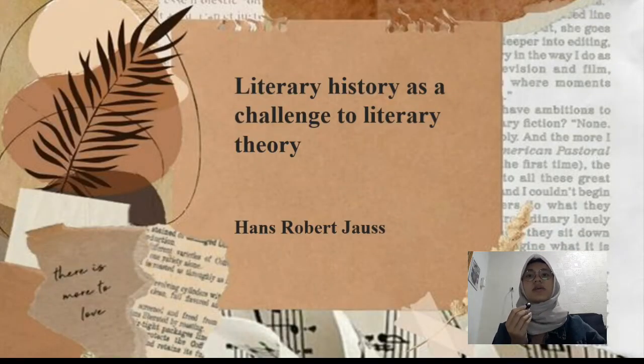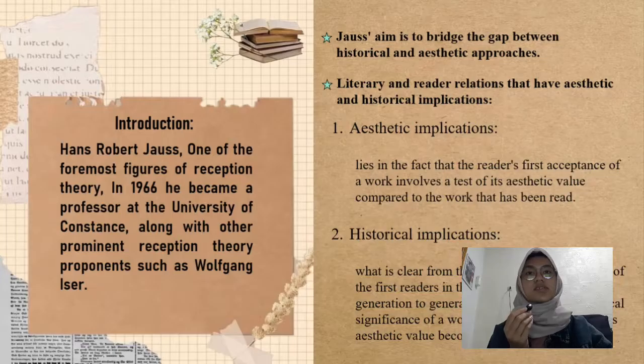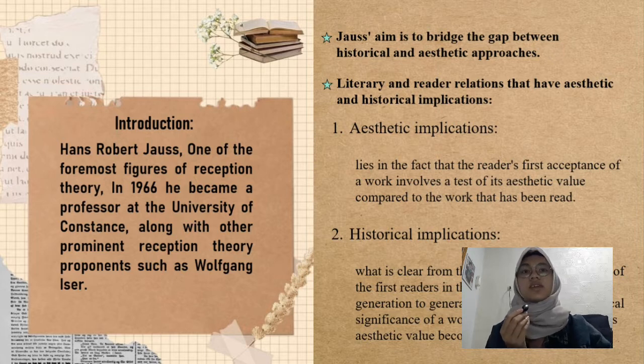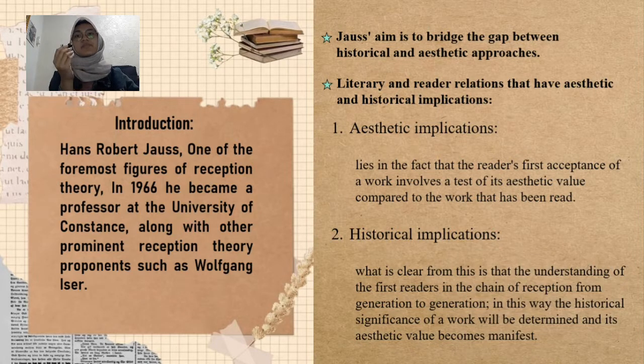Here I will present about literary history as a challenge to literary theory. Hans Robert Jauss. The first introduction. Hans Robert Jauss, one of the foremost figures of reception theory, in 1966 became a professor at the University of Constance along with other prominent reception theorists such as Wolfgang Iser. Jauss' aim is to bridge the gap between historical and aesthetic approaches.